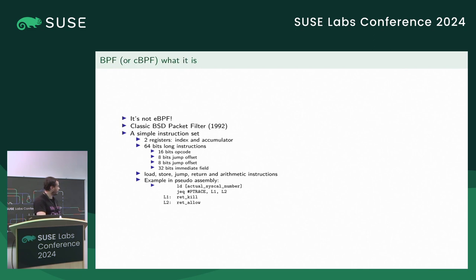You can see here a 16-bit opcode, two jump offsets and some immediate field for constants. It implements some instructions. At the last, I have an example that's kind of pseudo assembly. This is not how you write BPF programs, but it's just an illustration of how you would conceptually understand it. You load a syscall number from some structure that is handed to you. You compare it with what you care about, in this case the ptrace syscall number. If it's equal, you jump to L1, otherwise you jump to L2. So if you call ptrace, you get killed, otherwise you are allowed.